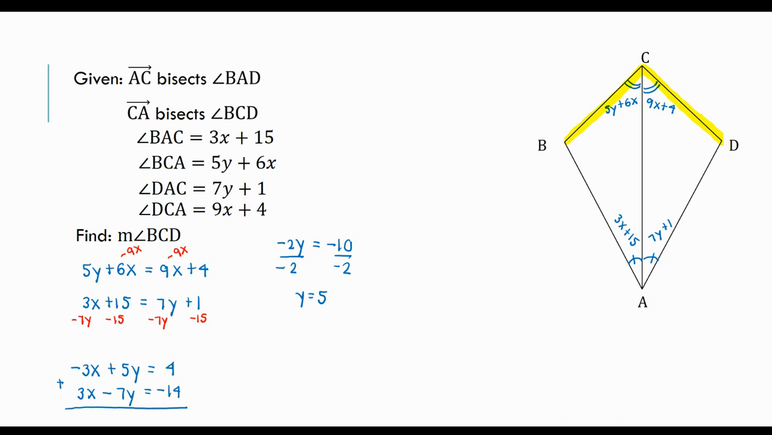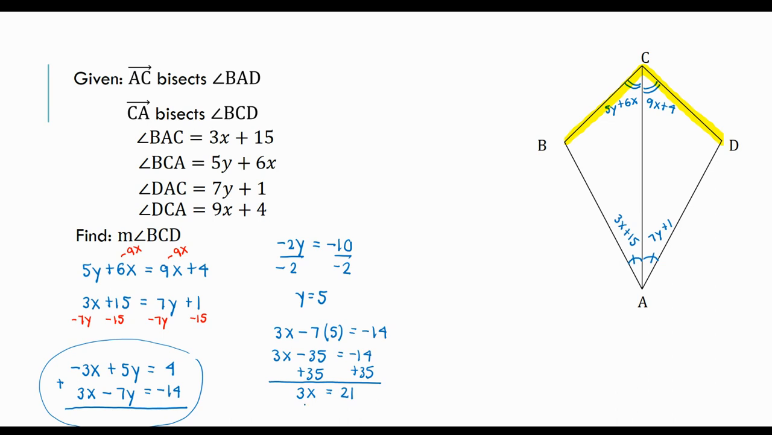So I can go back to any equation I want. I'm probably going to go back to the simplified ones right here. I'm going to plug the 5 in for the y in that bottom equation. So we'll have 3x minus 7 times 5, and that equals negative 14. So we're going to have 7 times 5, which is 35. We'll add that 35 over to the other side. So that gives us then 3x equals, let's see, negative 14 plus 35 is 21. And then I'm going to divide by 3.